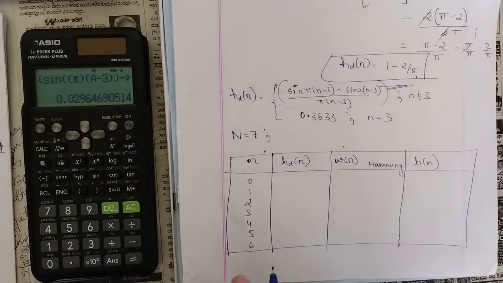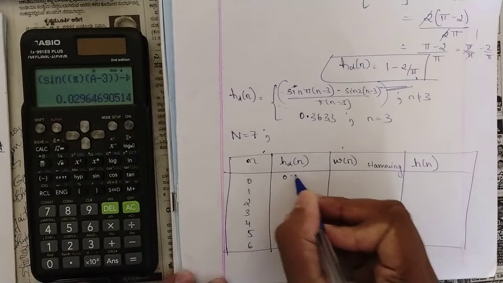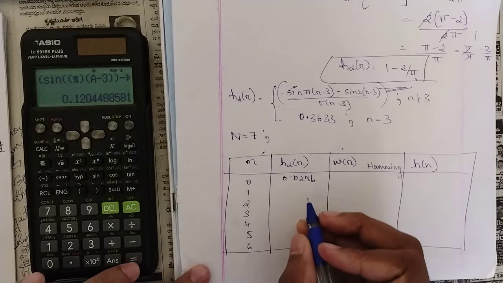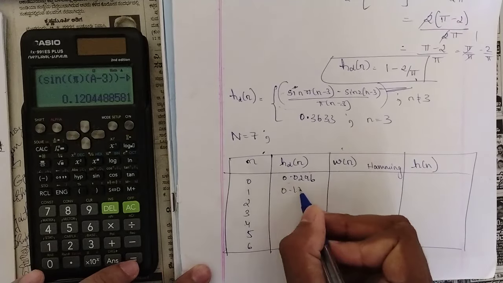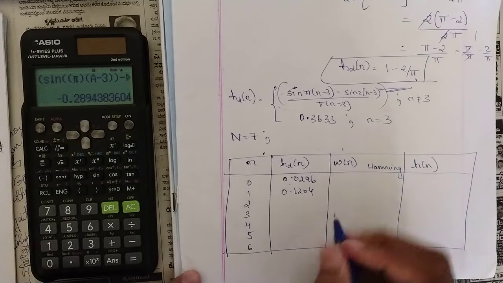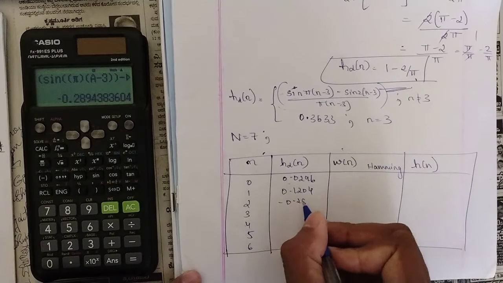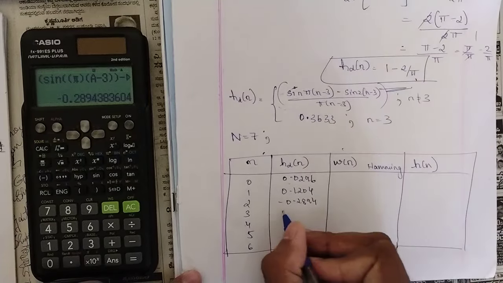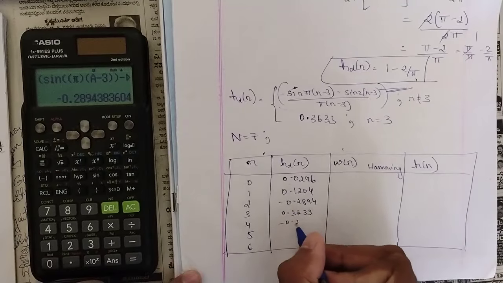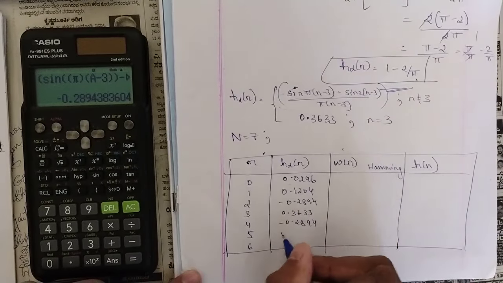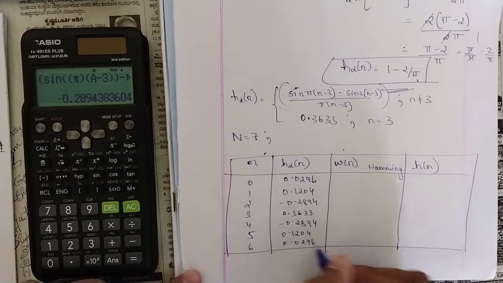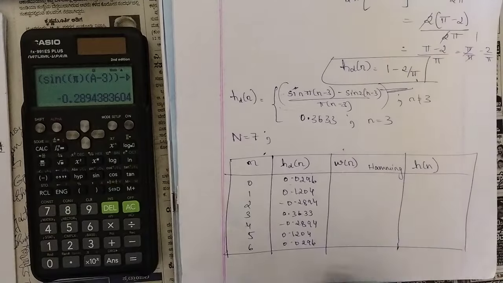For 0 it is 0.0296. For 1 it is 0.1204. For 2 it is minus 0.2894. For 3 here we have already written it is 0.3633. Again for 4 it is minus 0.2894. For 5 it is 0.1204, and for 6 it is 0.0296. Mirror images. Okay, this is done.